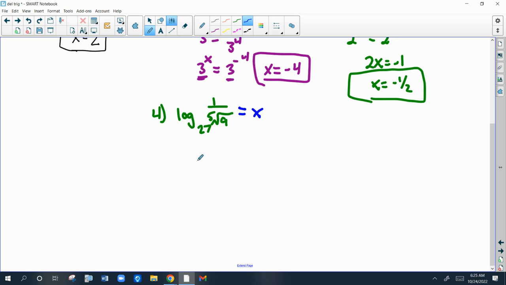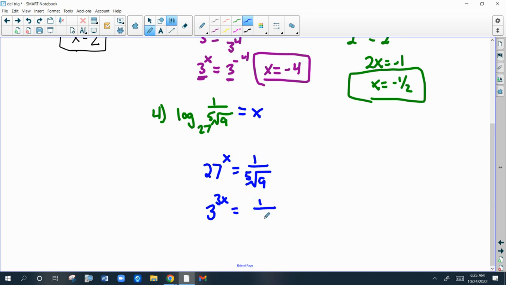So change it to an exponential equation. 27 to the x equals 1 over the 5th root of 9. So their common base would be a 3. So 27 we know is 3 cubed. So it's 3 to the 3rd to the x. So 3 to the 3x.